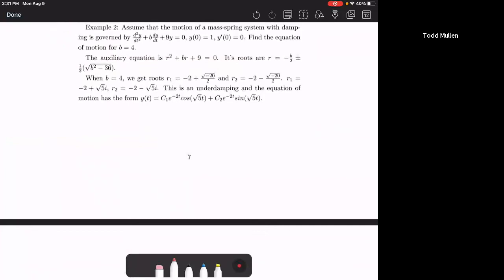Example 2. Assume that the motion of a mass spring system with damping is governed by the second derivative of y with respect to t plus b dy/dt plus 9y is equal to 0. We have a couple initial values, y of 0 equals 1, y prime of 0 equals 0. We recall from the previous example what this would be in word form, where this y of 0 equals 1 represents how far the mass has been displaced initially, and y prime of 0 represents the velocity initially. Find the equation of motion for b is equal to 4.